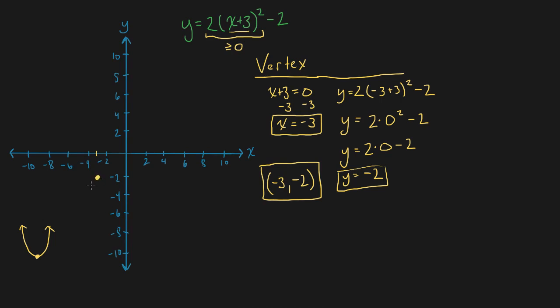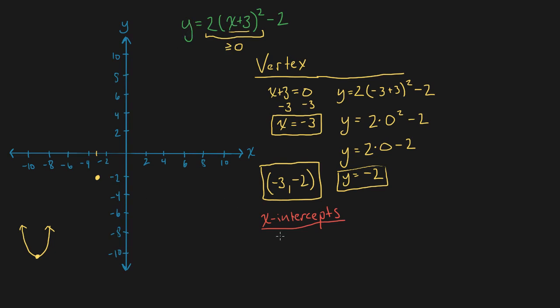The next thing that we need to find are our x-intercepts. So I'll write that right here, our x-intercepts. Remember, those are just the points on the graph where the graph intersects the x-axis. And so in order to find out what the x-intercepts are, we just want to find out for what values of x is y going to be equal to 0.